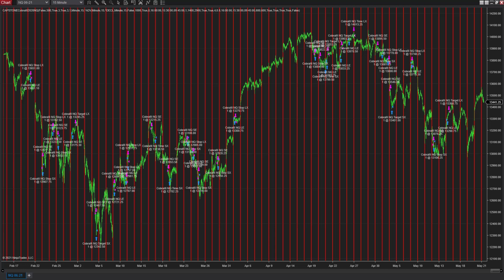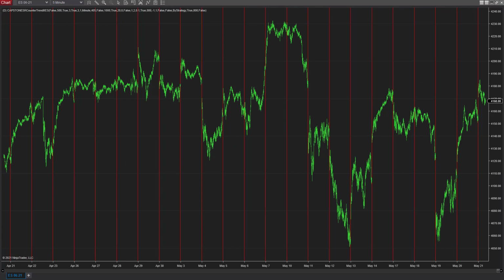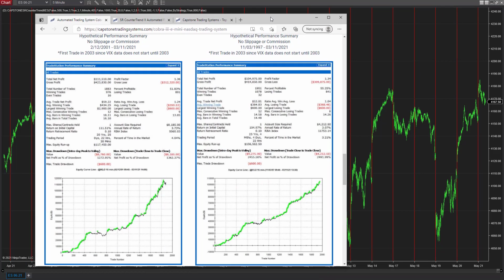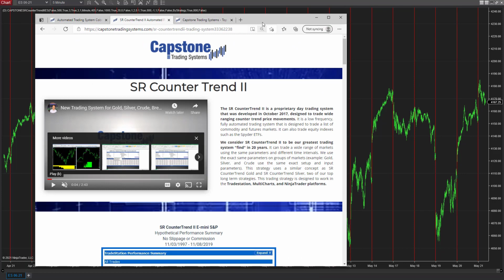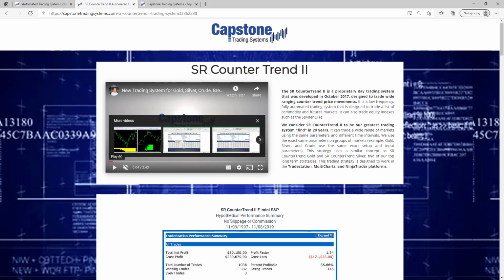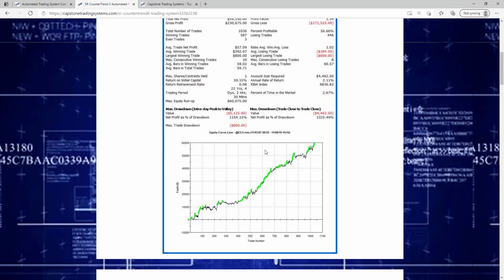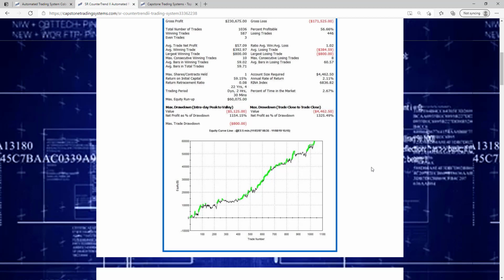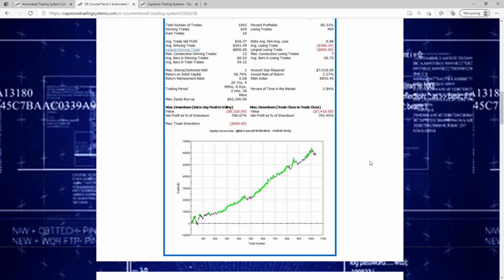So let's look at SR CounterTrend 2 now. Here is SR CounterTrend 2 E-mini S&P. Right here you see in this tab is SR CounterTrend 2. I need to update this performance summary. So we had a strong beginning of 2020, and then after August of 2020, this thing has gone through a drawdown. So I tell you that up front.